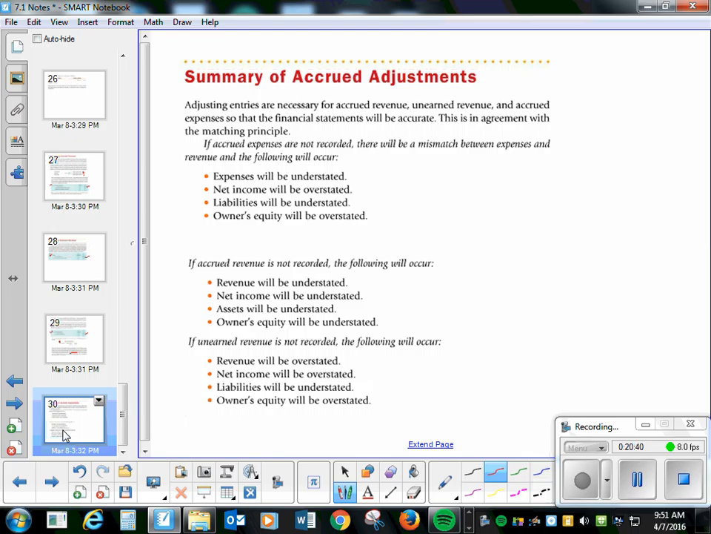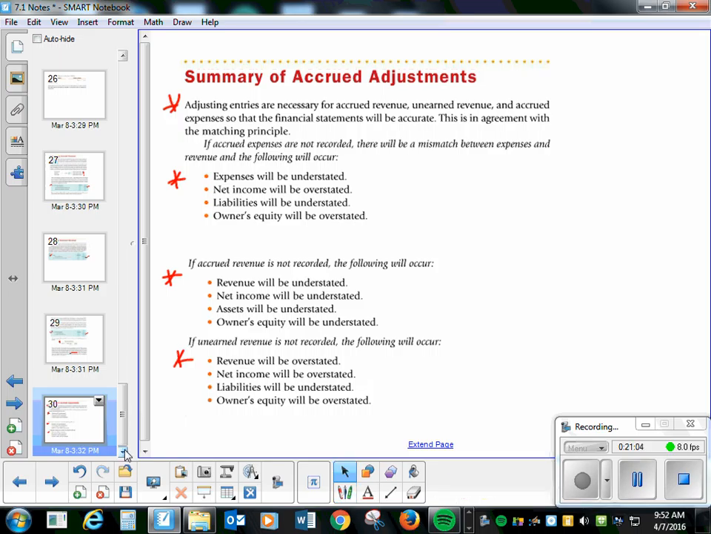Adjusting entries are necessary for accrued revenue, unearned revenue, and accrued expenses. So we need to remember those. If the accrued expenses are not recorded, there will be a mismatch, and this is what happens when they're mismatched. If accrued revenue is not recorded, then this is what happens. And if unearned revenue is not recorded, then this is what happens. So you can go back and have a look at those.